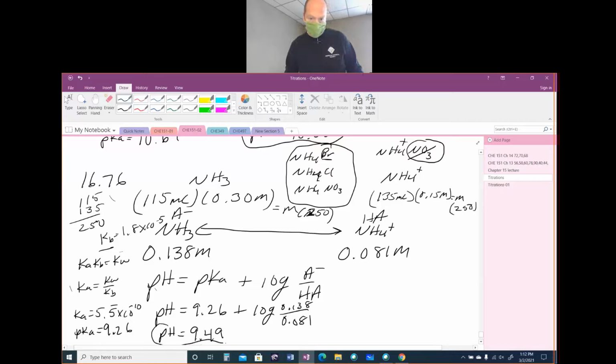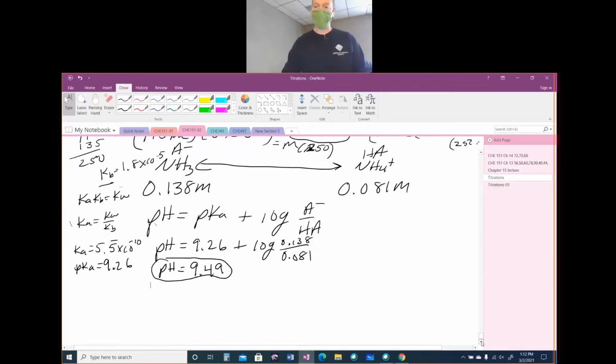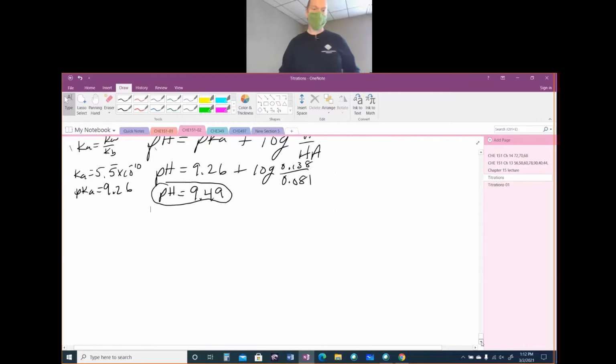So again here I have more of the base, the A minus 0.138, than I have of my HA 0.081. So I knew my pH would go up slightly from my 9.26. So this is a good buffer if you wanted something to be staying at a pH close to 9.26.